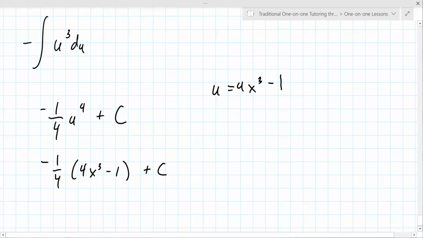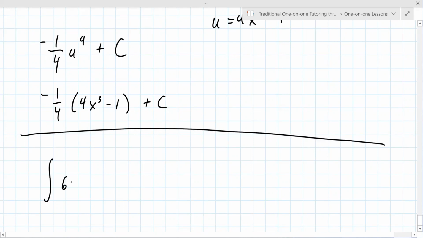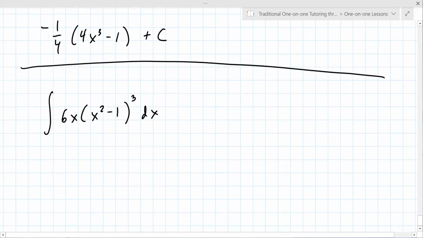Okay, let's try another one. This one, I think it's a little easier than the last one we just did. So integral 6x times x squared minus 1, cubed, dx. What do you think your u is this time? I know I haven't asked you for that, but what do you think u is? So x squared minus 1. Good. Okay, so give this one a try, please. Okay.